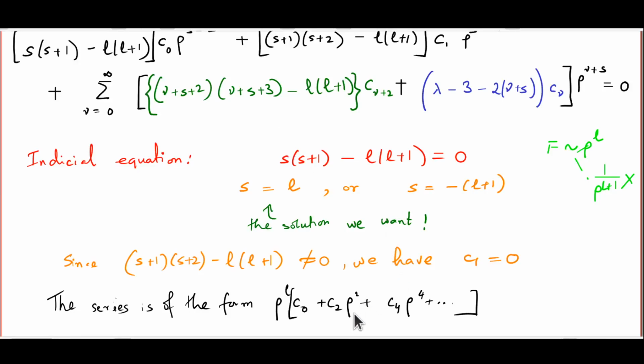I am sorely tempted to say even powers of rho only, but actually remember l can be either even or odd. So depending on whether l is even or odd, you have either even powers only or odd powers only. But what is important is that apart from the overall rho to the l factor, you end up with only even powers in this series.